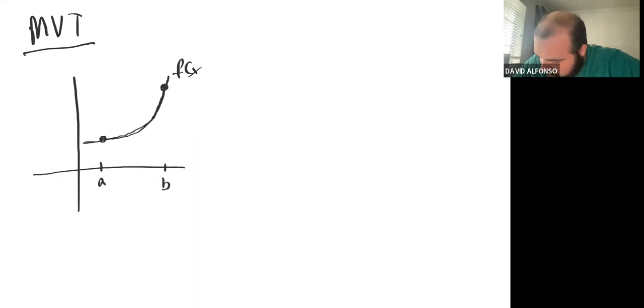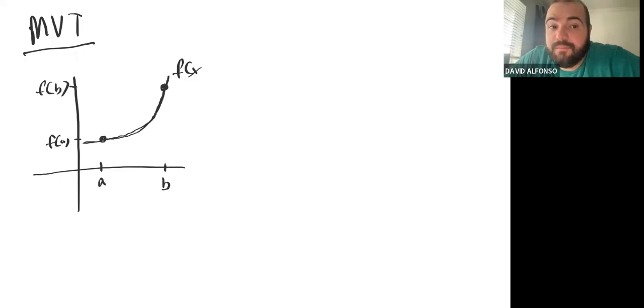And of course, this is f of a, and this is f of b, okay? This one's very obvious. Now, mean value theorem is actually the only theorem where differentiability matters, okay? This is the only one where being differentiable makes a difference. All the other theorems, the only condition is that the function is continuous. Mean value theorem, though, is the only theorem where differentiability is important.